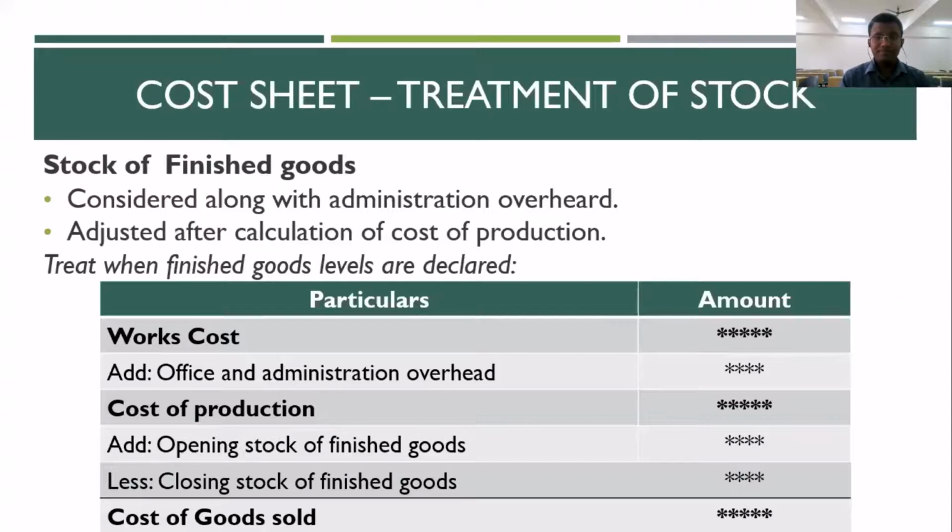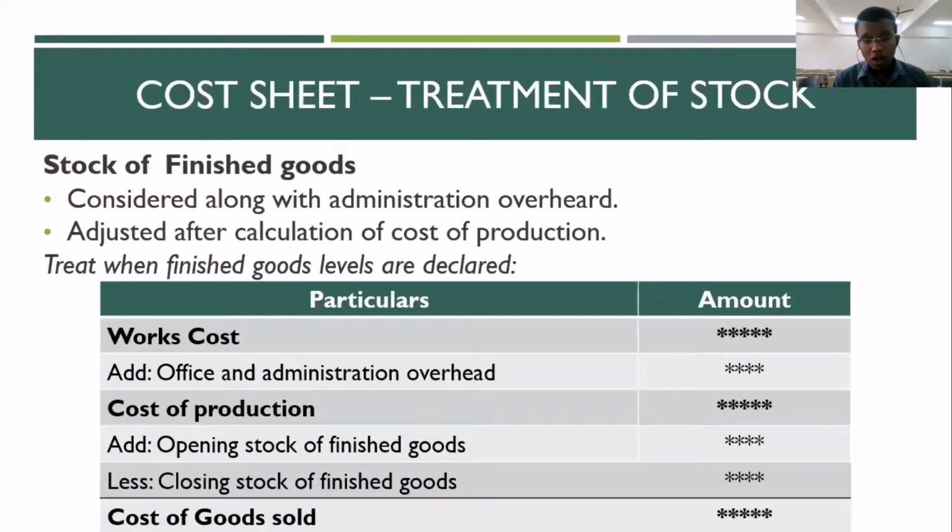It is processed, but it is not ready for sale as yet, or it has not been sold as yet. So what do you do with inventory of finished goods? It is considered as a part of your administration overhead.